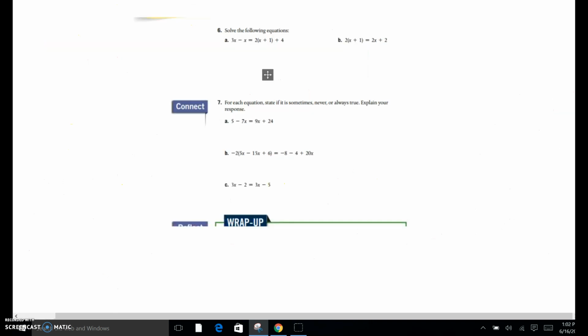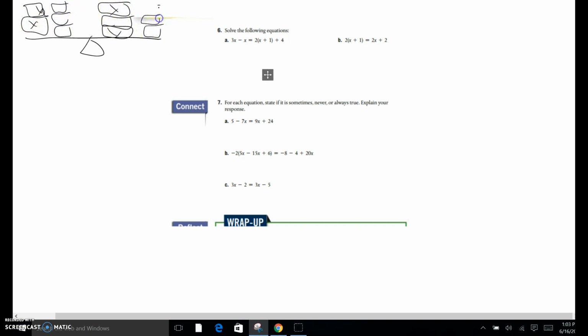Okay, try solving 6A and B. There might be some weird stuff going on here, but just try, and we'll come back in a second. All right, so it's a good idea to get all your boxes in a pile, like all your x's in a pile, and then all your numbers in a pile, so that you can tell what's going on here.